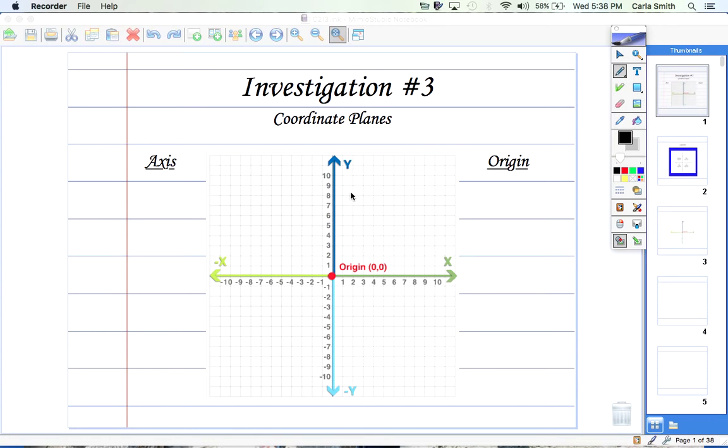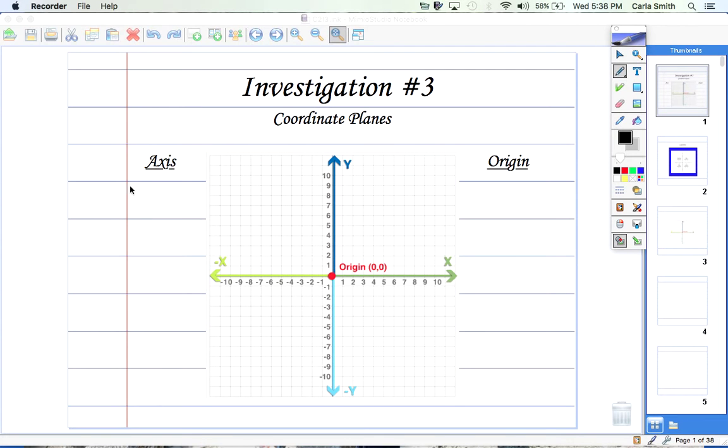Today we're going to talk about investigation number 3. And investigation number 3 is talking about coordinate planes. A coordinate plane is the graph that you see here in this image. A coordinate plane also has two axes, and both of them correspond with each other.